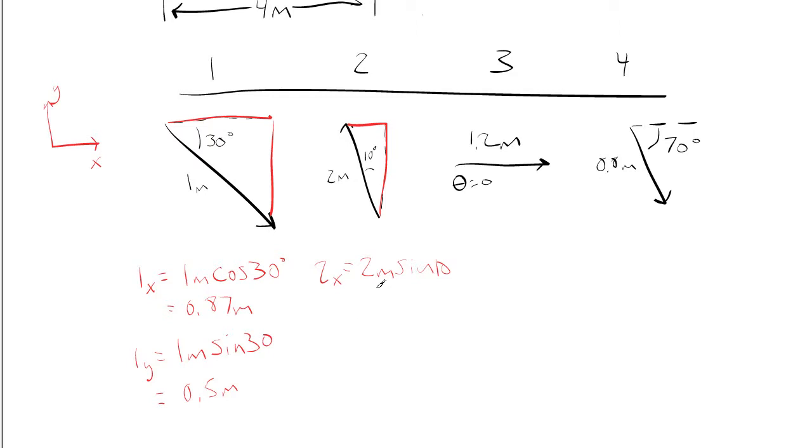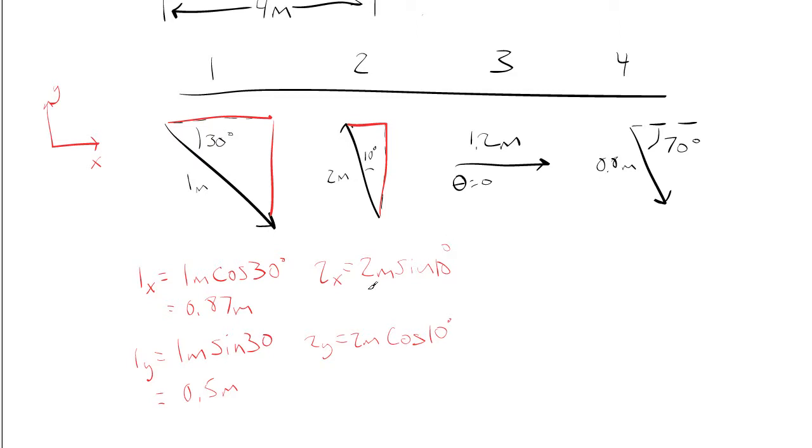Don't always associate cosine with x. That's a really common mistake, all right? To say, oh, x direction, it must be cosine. That's not the case. It depends on how you draw your triangle. In this case, it's the sine because we're trying to calculate this side. That's the side that's opposite of my angle, so it must be sine. All right? 2y then must be 2 meters times the cosine of 10 degrees.